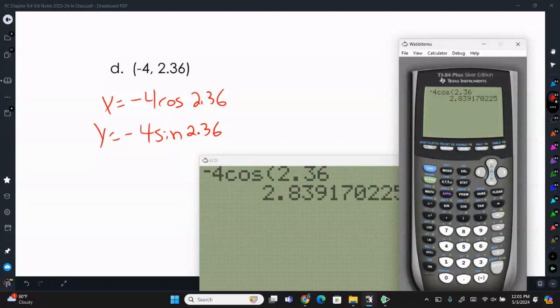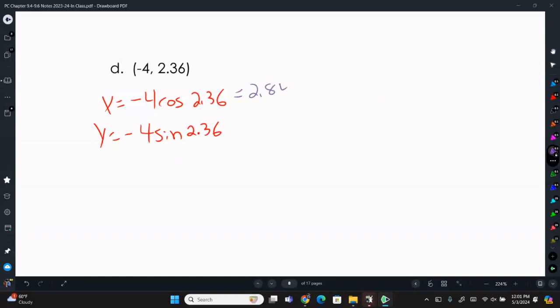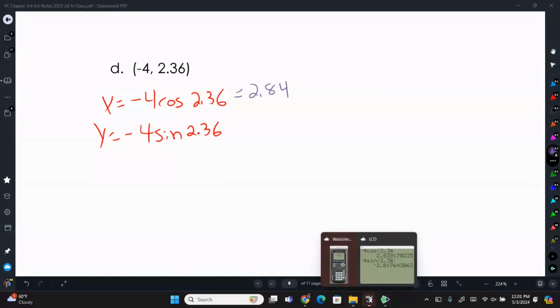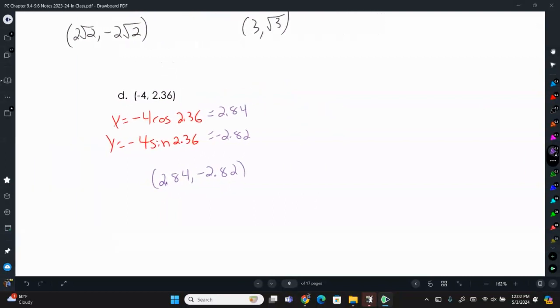and we get 2.84, and then we can go up and change this cosine to sine, and we get negative 2.82. So positive 2.84 and negative 2.82. So 2.84 comma negative 2.82. So converting them, again, is very easy, especially with our calculators. Just make sure you are in the correct mode.